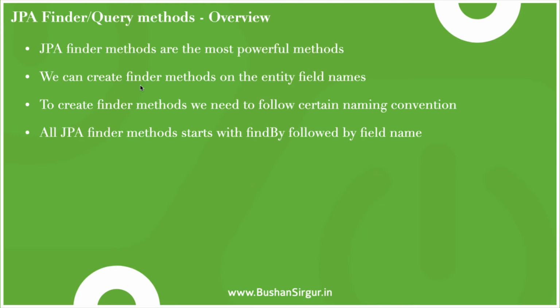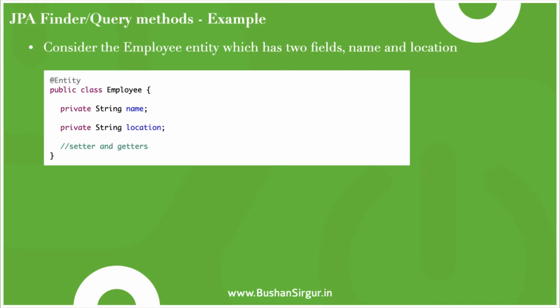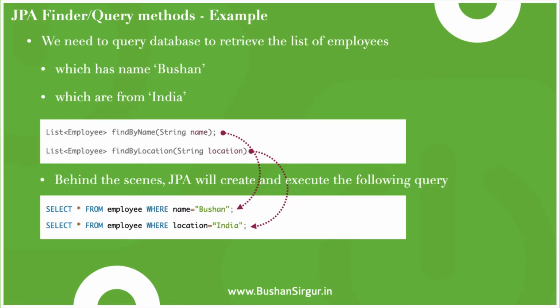Let's understand with an example. Assume that we have an employee entity which has two fields, name and location. We need to query the database to retrieve the list of employees which have the name Bhushan, or some other name, or we need to retrieve the list of employees which are from the location India or from any other location. We can easily retrieve those employees with the help of query methods or finder methods.